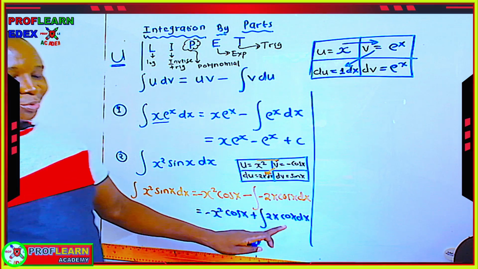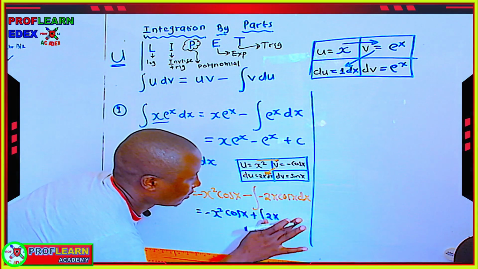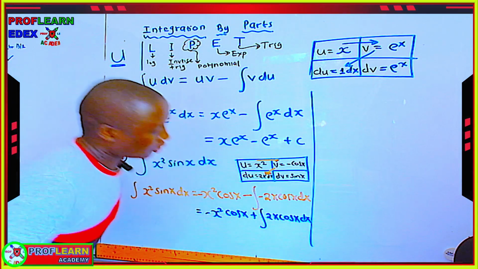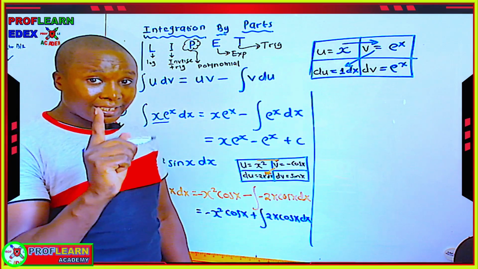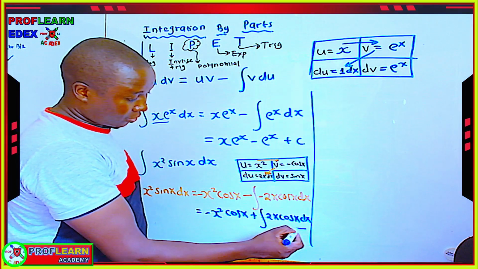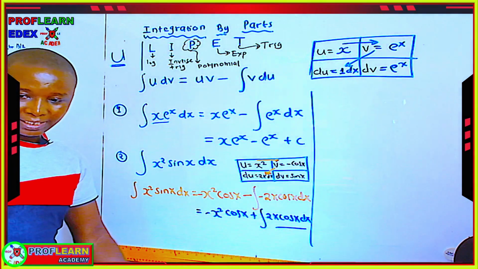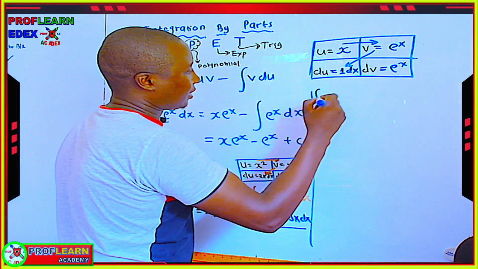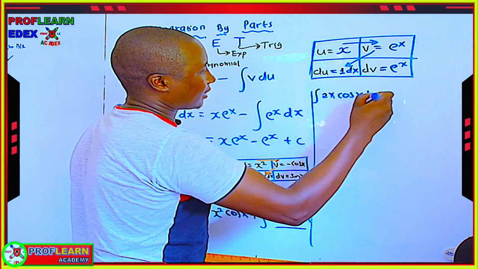We cannot stop there. Let me just write this properly. This is cos x dx. So you can see again this part that we have here needs to be integrated by parts. There's no technique you can use unless you use integration by parts again here. So let us integrate this term again, 2x cos x dx.